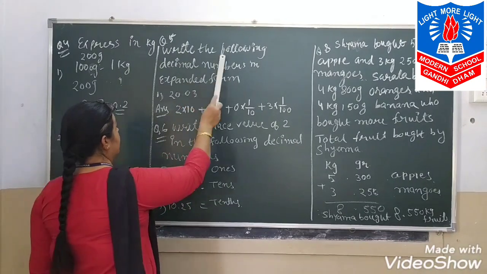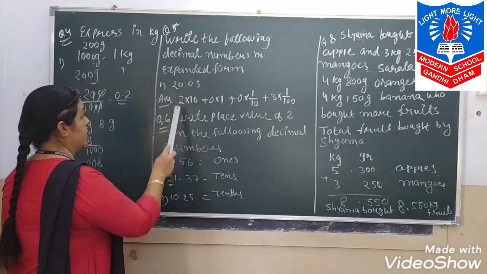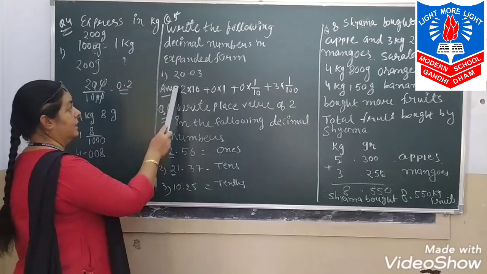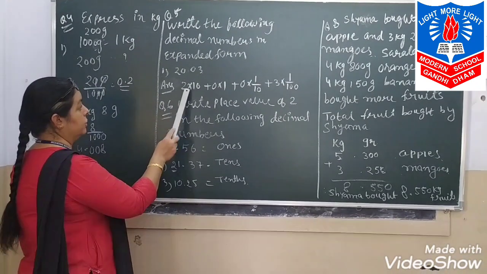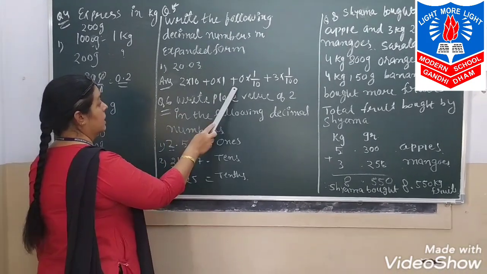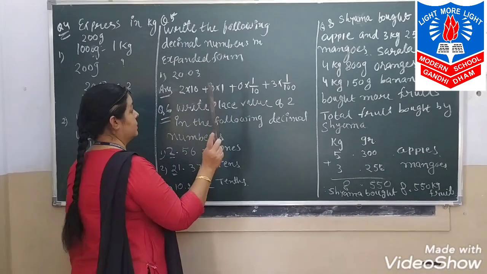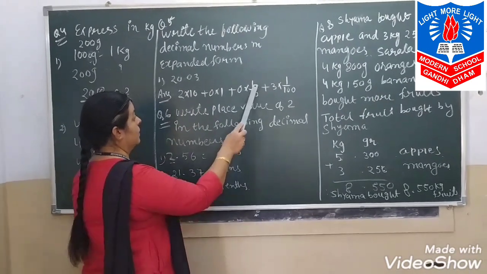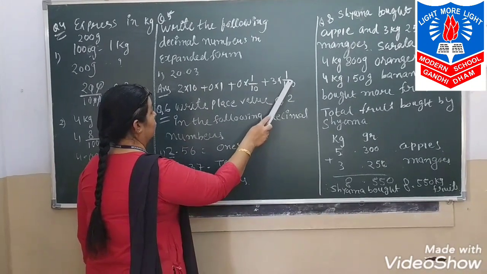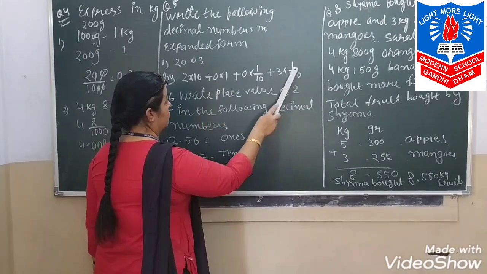Next question. Write the following decimal number in expanded form. Here is 20.03. See, 20 means the 2 is in the 10's place, so 2 into 10. 0 in the 1's place, so 0 into 1. Plus this 0: 0 means the place after the point, the first place, which is 1 upon 10. Then 3: plus 3 into 1 upon 100, because it is the second digit after the point. So 1 upon 100.